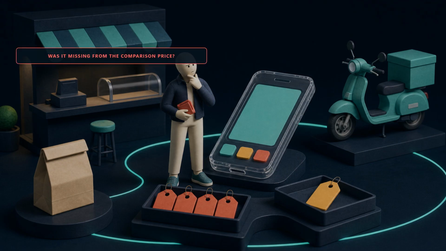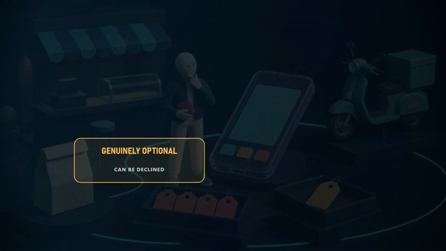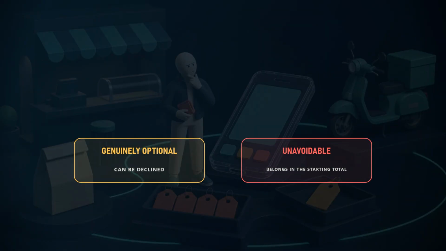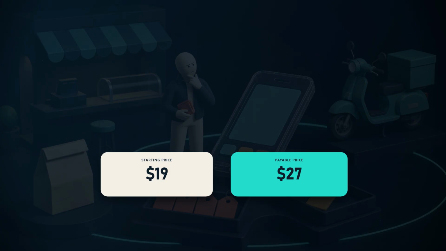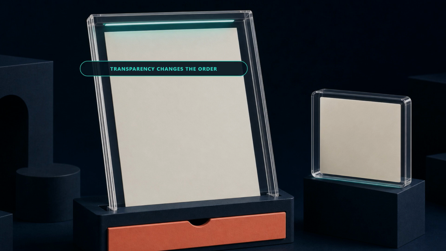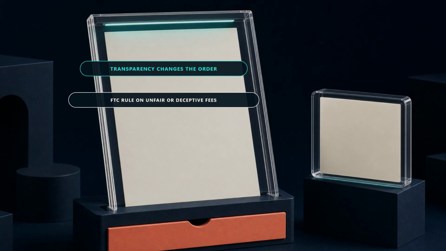The question is not whether every separate charge is imaginary. It is whether an unavoidable, predictable charge was missing from the number used for comparison. If an add-on is genuinely optional, separating it can help customers choose. If the transaction cannot happen without it, the visible starting price may not be the payable price. This is why transparency rules focus on when a total appears, rather than simply banning every fee.